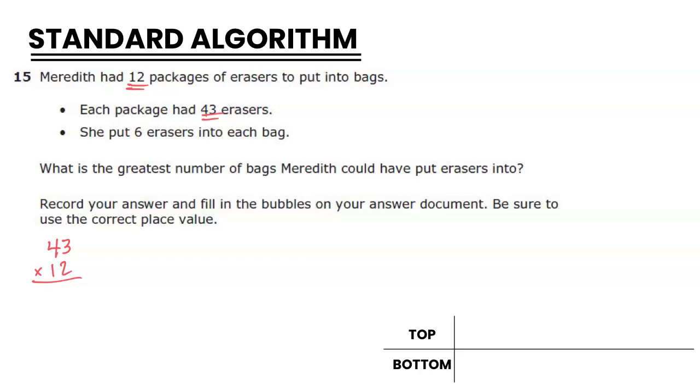Multiplying this 2-digit by 2-digit is a good review of some content that you've already covered. And so if we multiply 43 times 2, 2 times 3 will be 6, 2 times 4 will be 8, and then I'm done with the 2. Now I'm multiplying 43 times 10, and so that's going to be 430. And when I add those together, I'm going to get 6, 1, and 5. So 516 is the total number of erasers.